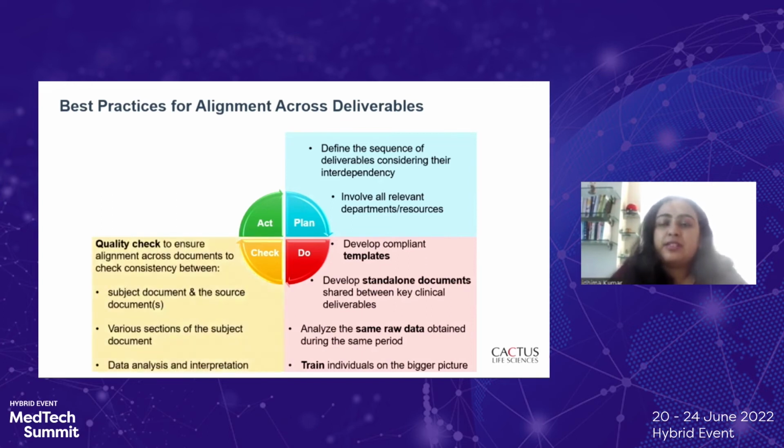The next step then is to put checks in place. I cannot stress the importance of quality check enough, given the complexity of data and the amount of deliverables we're working on. We absolutely need to have a quality check in place to make sure that there's consistency. Of course, we need a quality check for several reasons, but specifically keeping this requirement in mind, we need a quality check in place to ensure that there's consistency between your subject document and the source document. So essentially your deliverable and the sources from which you're deriving information for your deliverable. So there has to be a consistency there.